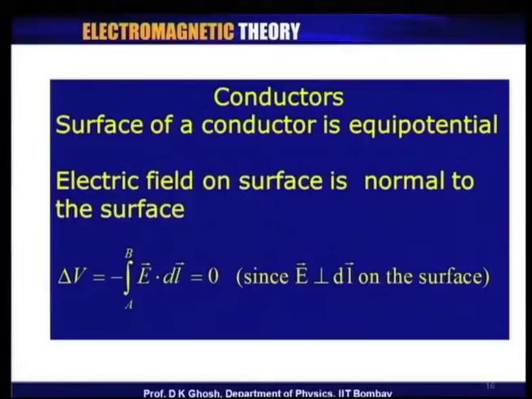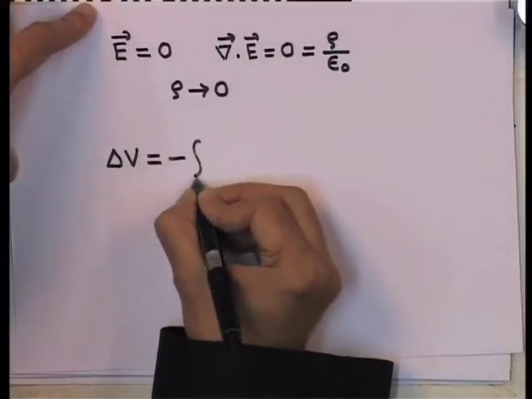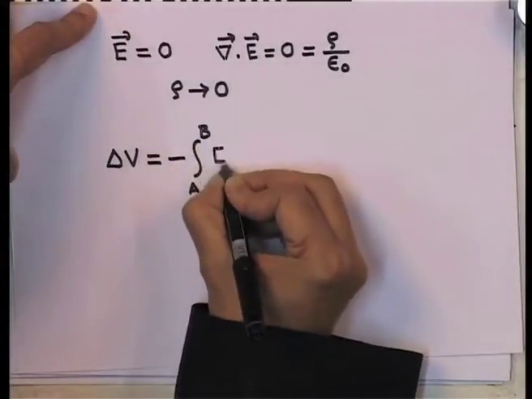The next statement I want to make is the surface of a conductor is also equipotential. Now, we have seen that the electric field can exist on the surface, but then it has to be normal to the surface. So, if you take 2 points on the surface A and B, the potential difference between those 2 points delta V is minus the integral from A to B of E dot dl.